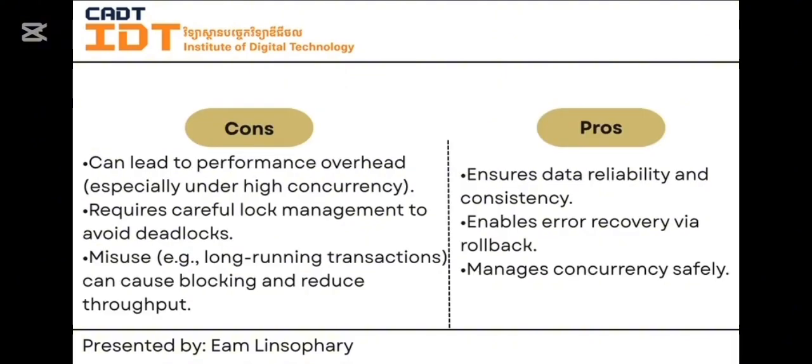And this is the pro and con of the transaction. Let's take a look at the pro first. It ensures data reliability and consistency, enables error recovery with rollback, and manages concurrency safely. And for the cons, it can lead to performance overhead, especially under high concurrency, and requires careful log management to avoid deadlocks. Misuse, for example long-running transactions, can cause blocking and reduce throughput.